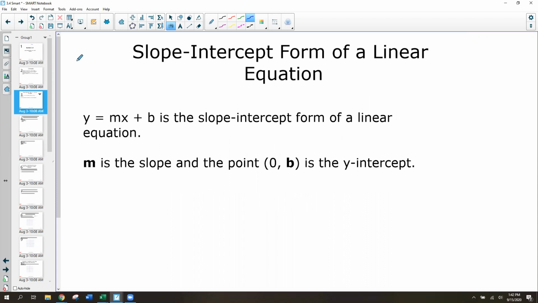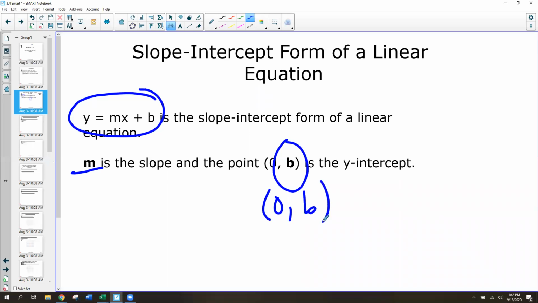There's two forms, and if you're familiar with either, this is probably the one you're familiar with. It is in the format y equals mx plus b. m is always the slope, and b is the y-intercept. It's part of the point (0, b). It is a format that makes it easier to graph equations because we know the slope, the rise over the run, and we also know where it intersects the y-axis.